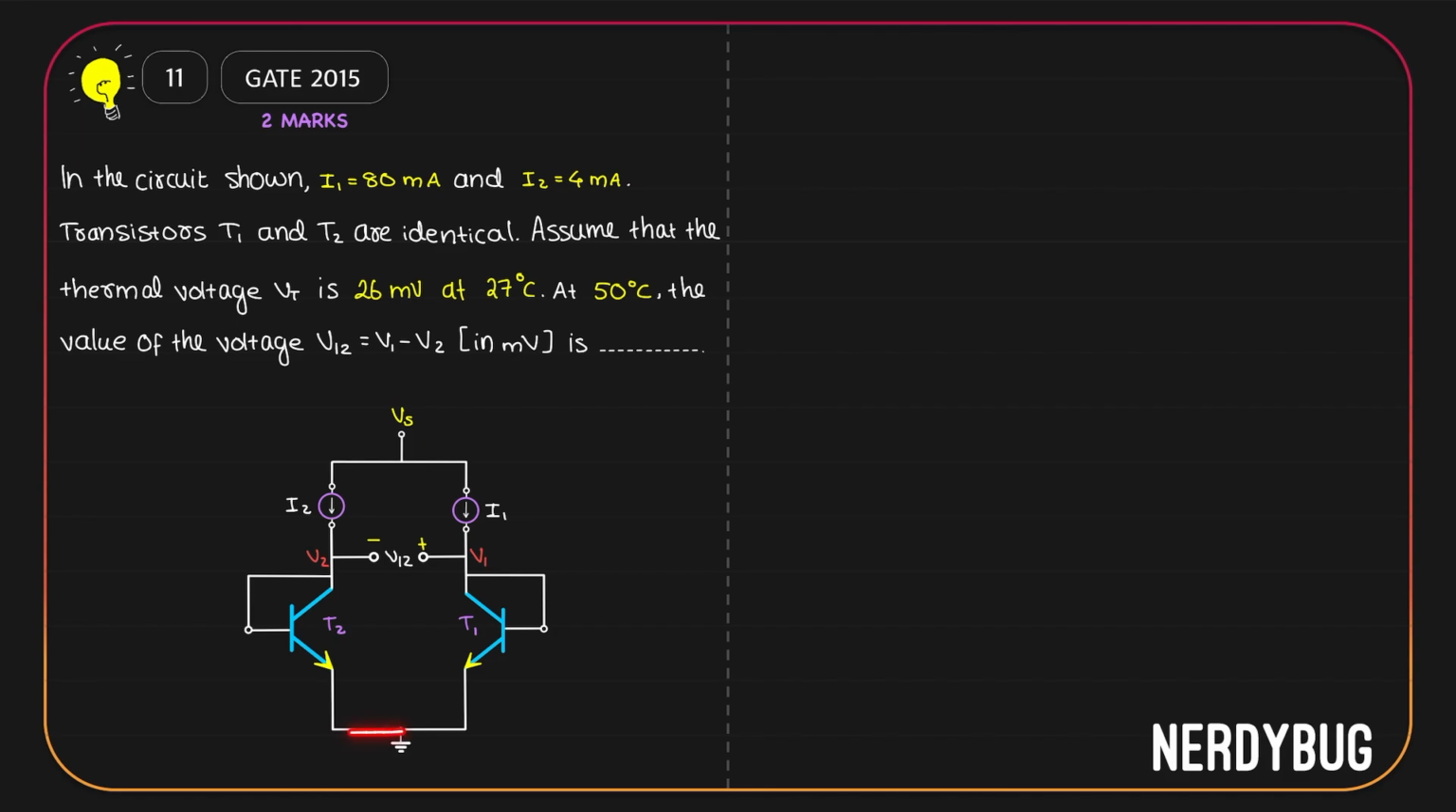I'll start from the ground. I have the base emitter junction. Then I go through here. Then I have a V12. I go through here. I have another base emitter junction. And I go back to ground.